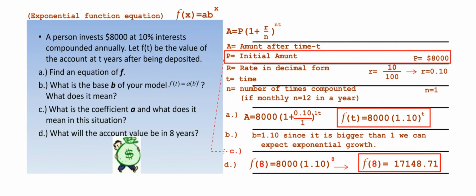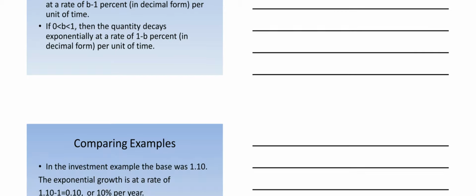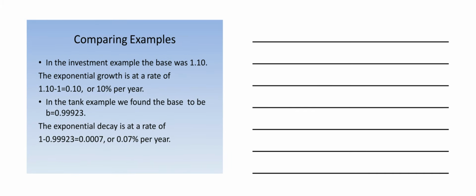Here's the other example, where in this case, if you have an investment and you're investing at a 10% interest rate, the account value after 8 years will yield you $17,148.71. So this is how we can use exponential functions and the base b value representation for them. So once again, just for reference, do notice the difference between our investment example versus the tank radioactive element example.